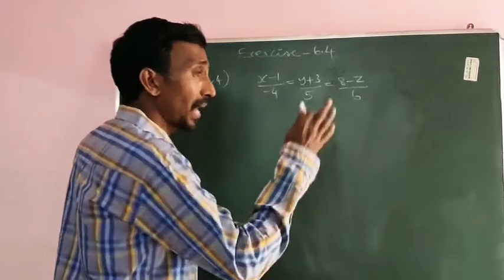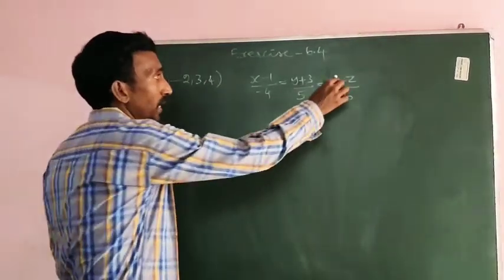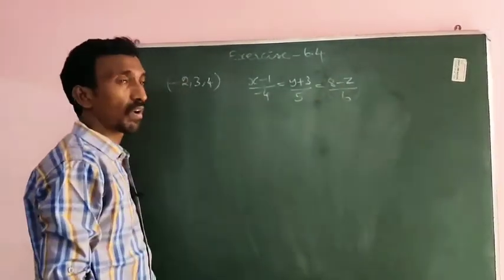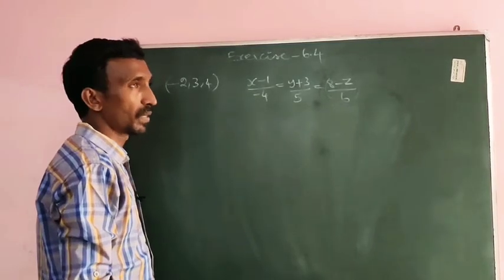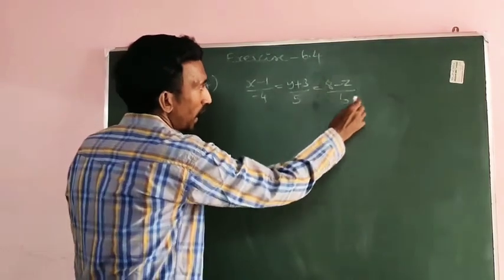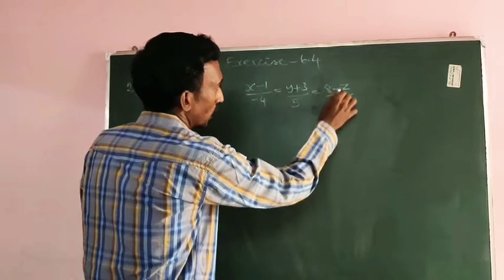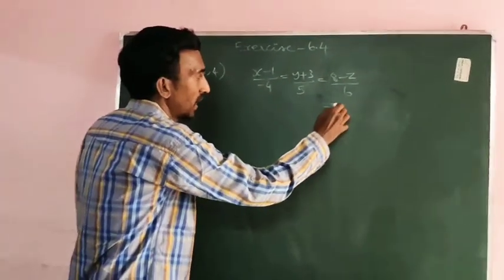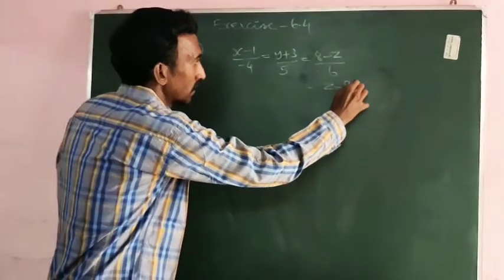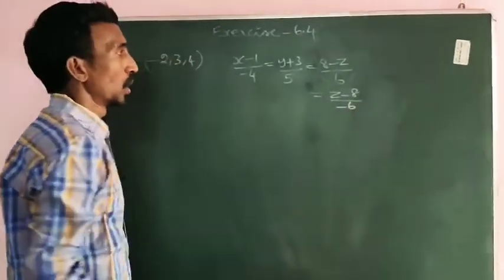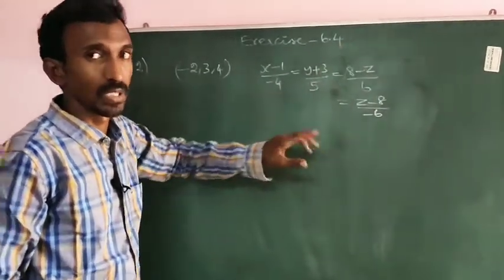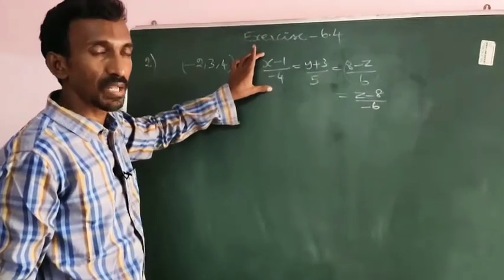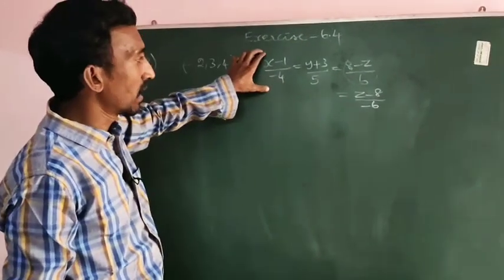Listen, don't directly write it out. Look, it is not in the general form. The general form is (z minus z1) by b1. So rewrite this one: take the minus outside and move it to the denominator. We are getting (z minus 8) by minus 6. Don't forget to rewrite the terms. First observe the given Cartesian form and verify the general form.